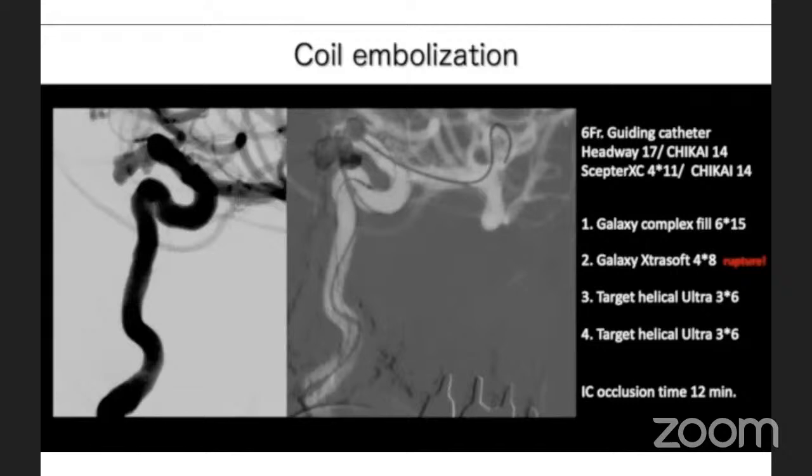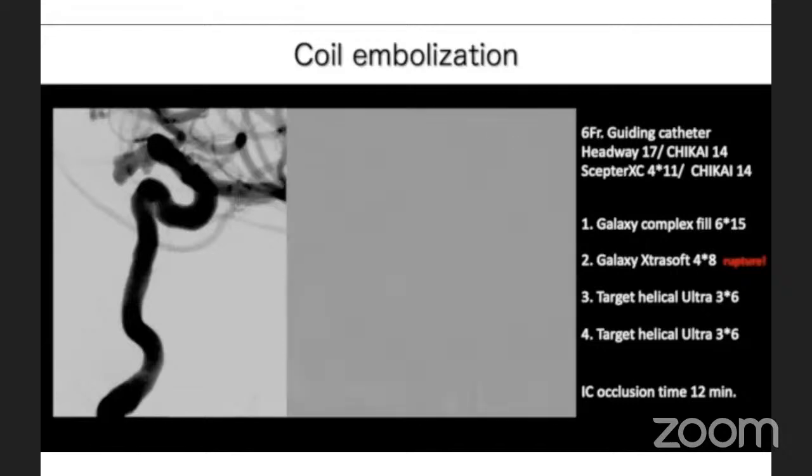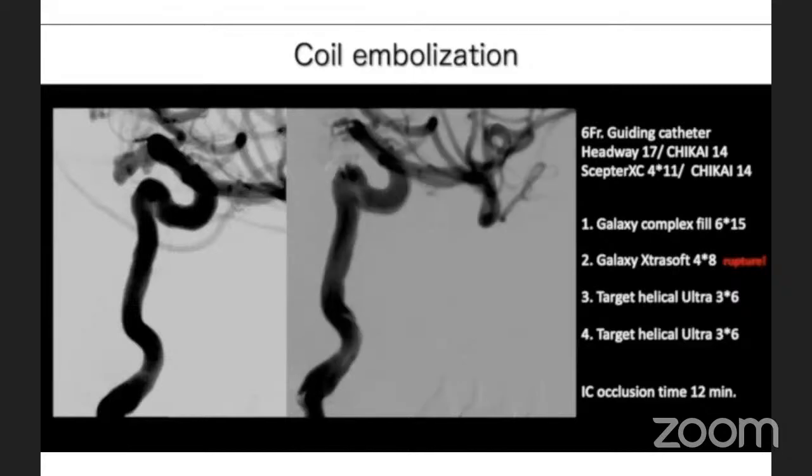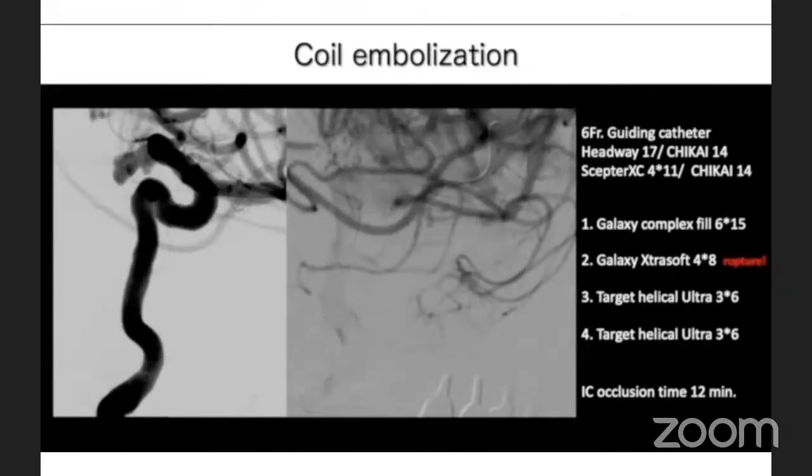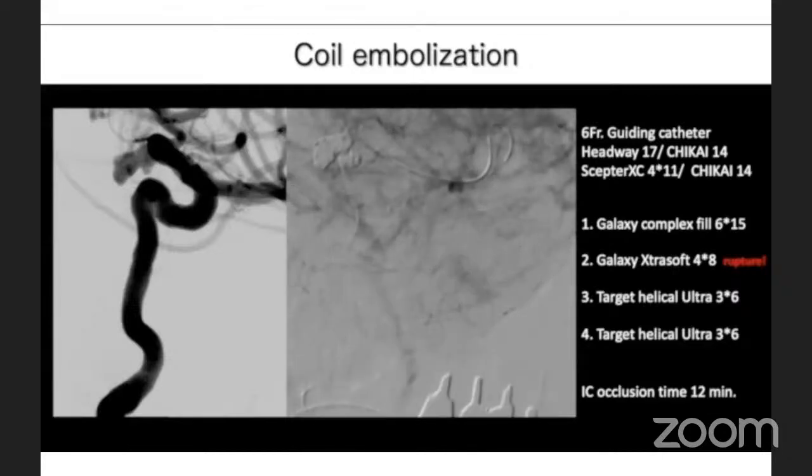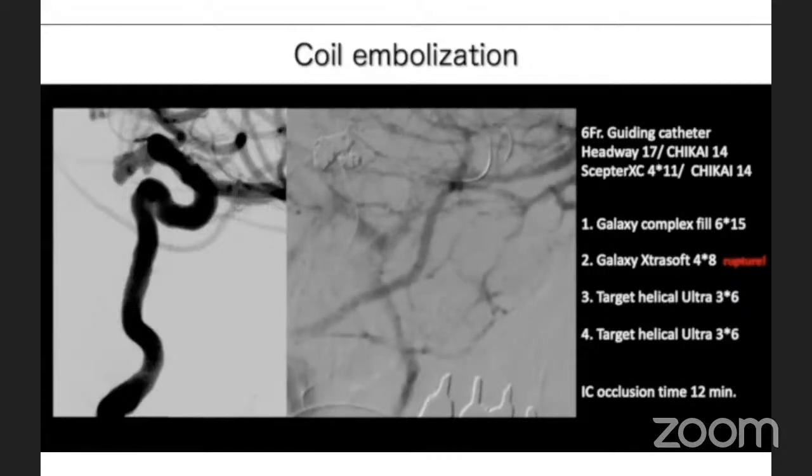In this way, the hole was sandwiched with coils. Final angiogram demonstrated complete obliteration of the aneurysm. She was discharged without any neurological deficit.